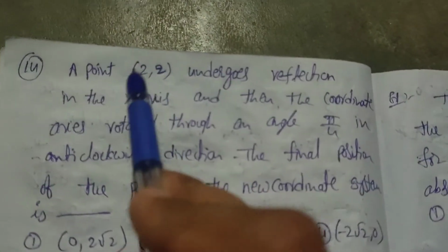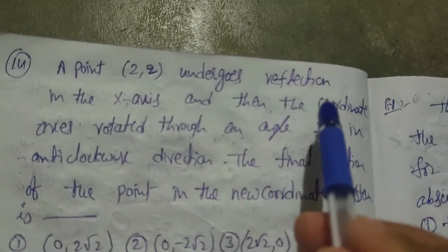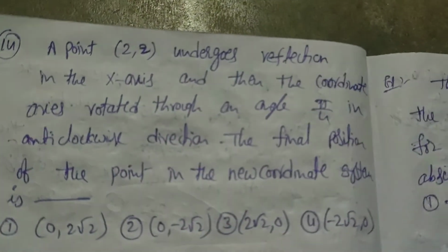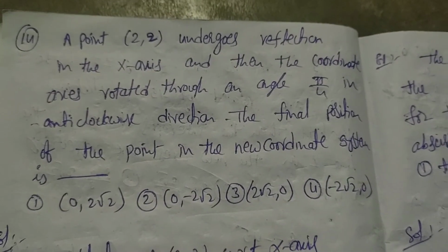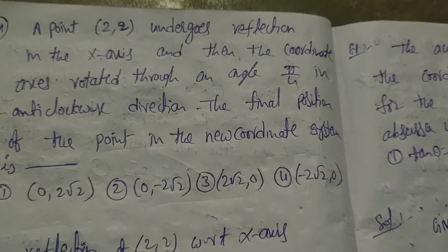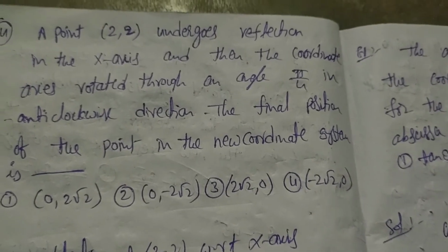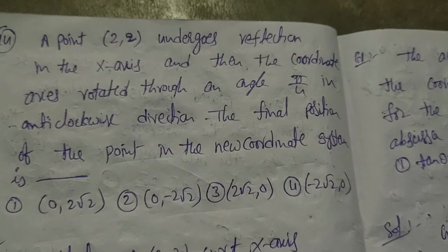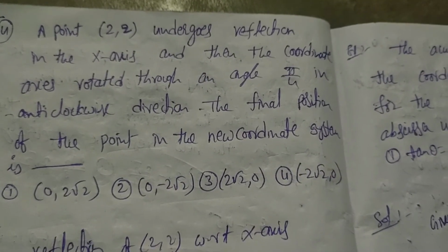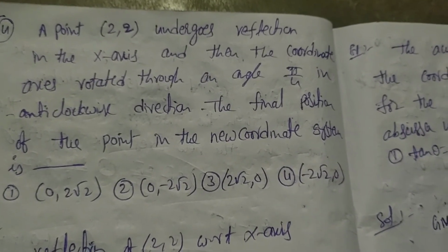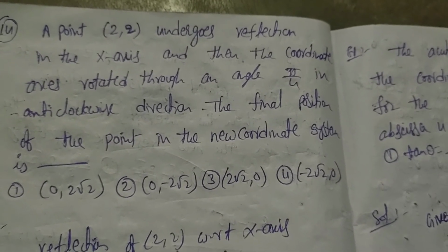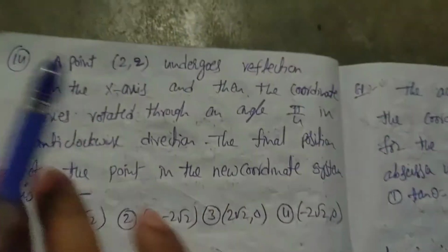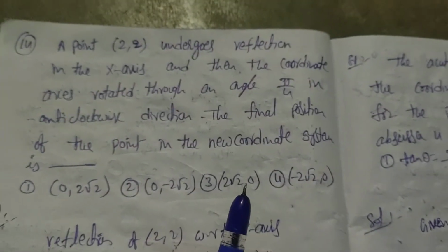So here in the question, first they are asking about a point (2, 2) undergoing reflection in the x-axis. Reflection in the x-axis means I already gave some formulas based on reflection in coordinate system in the previous topic: reflection with respect to x-axis, with respect to y-axis, with respect to x is equal to y, with respect to minus x is equal to y, and with respect to origin. So if you refer to that again, you get the answer.